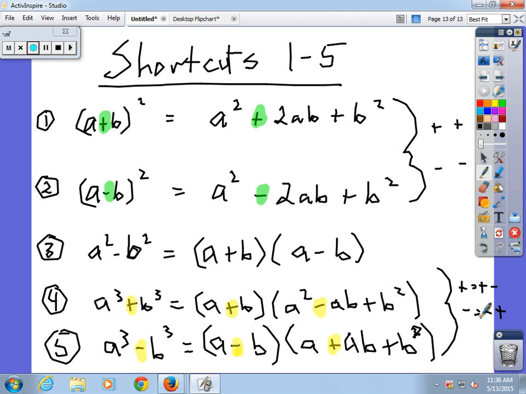Now, how do you use this? Well, in order to use these, you got to know your perfect squares and perfect cubes.